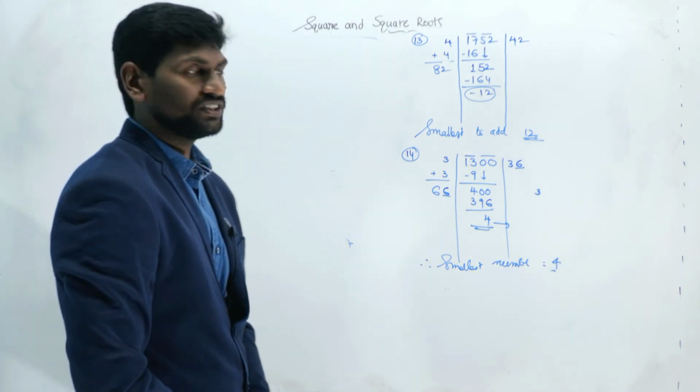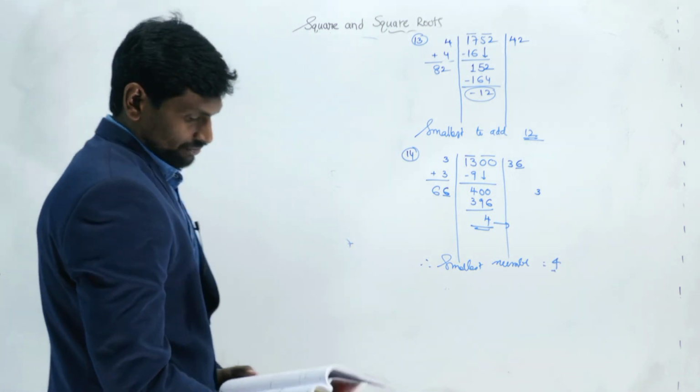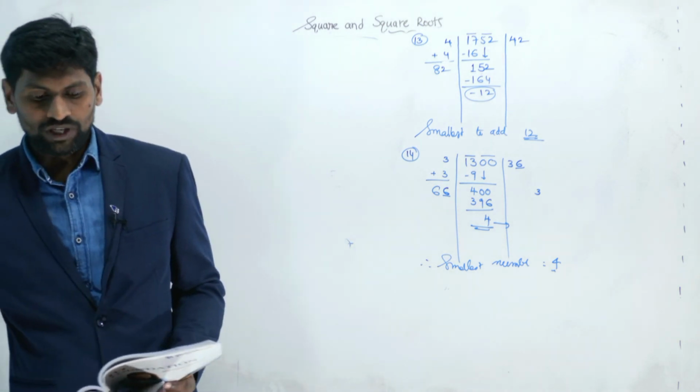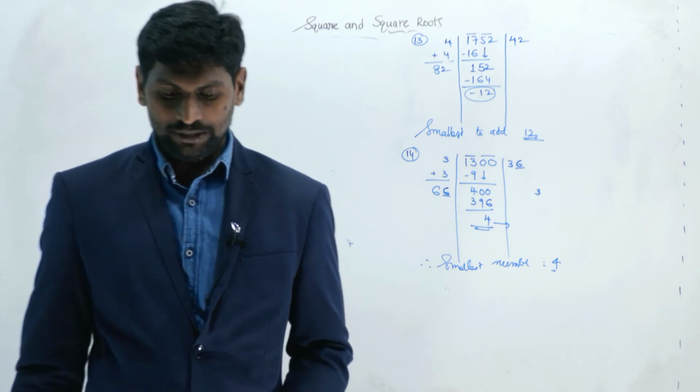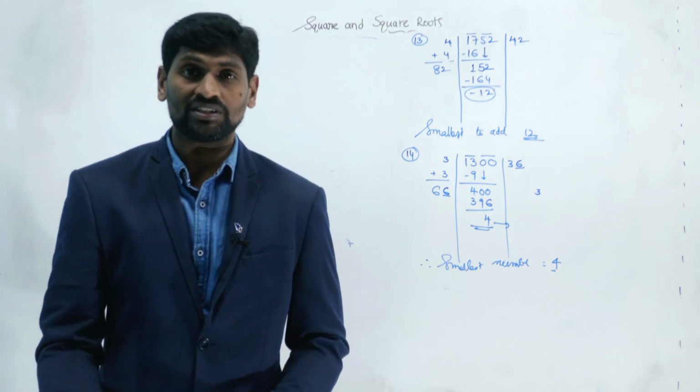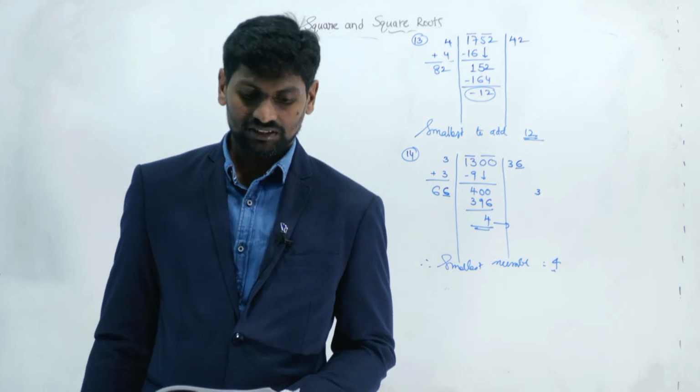Check. Question number 15. Find the least number which when multiplied by 882 gives a perfect square number. Same way, multiply means we need to use the prime factor method. Try that problem.